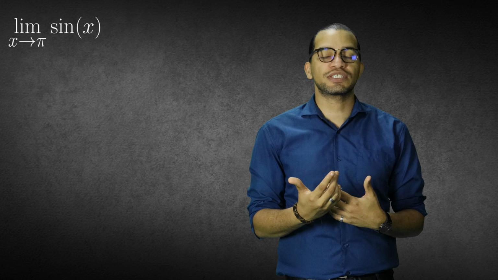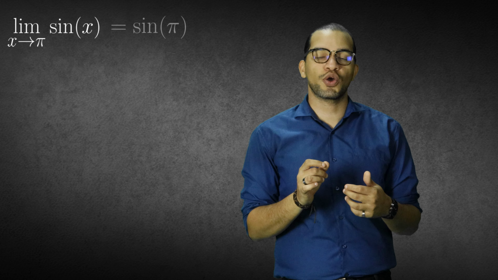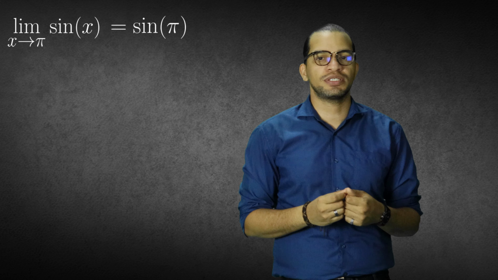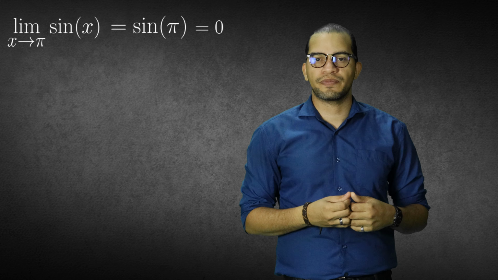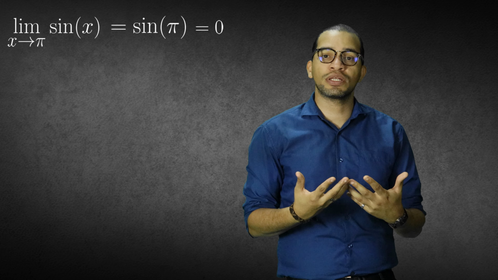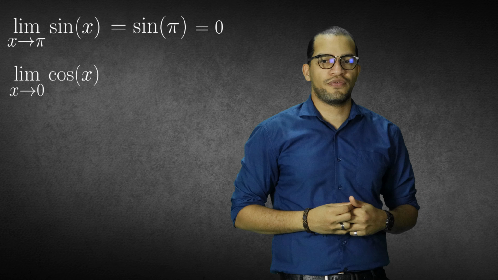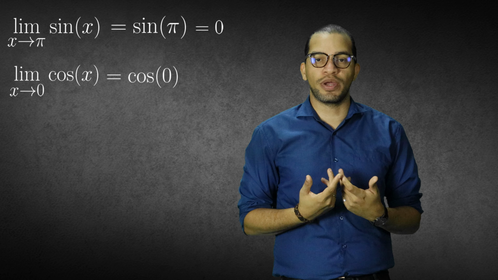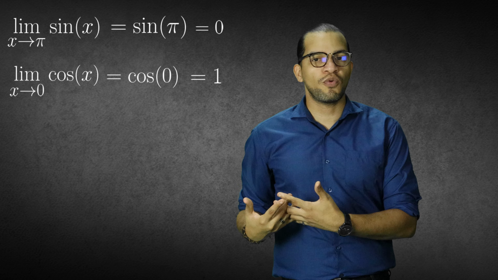Now, for getting the limit of a trigonometric function, the approach is pretty much the same as regular cases. For example, if I want to get the limit when x goes to pi of sine of x, I can plug the value of pi into the function by doing the naive substitution, of course, and I will get the value of 0. Or for example, if I want to get the limit when x goes to 0 of the function cosine of x, I can plug the value of x equals 0 into the function cosine of x, and I get the value of 1.